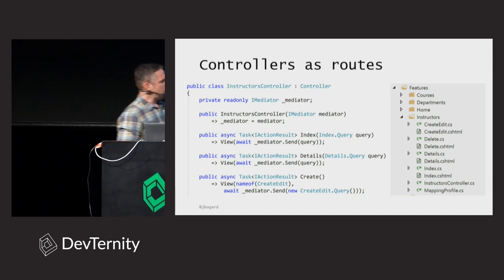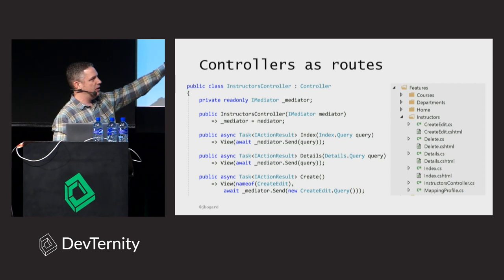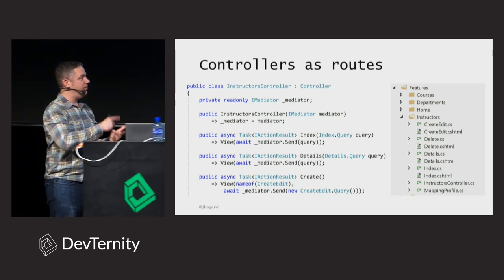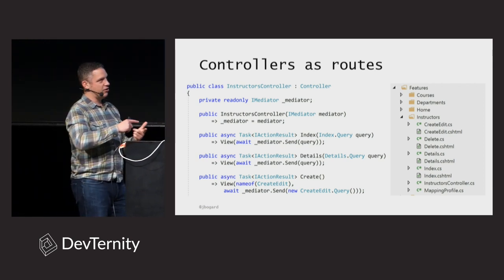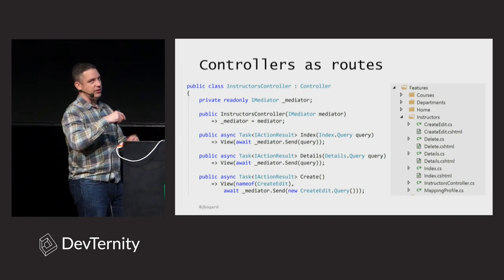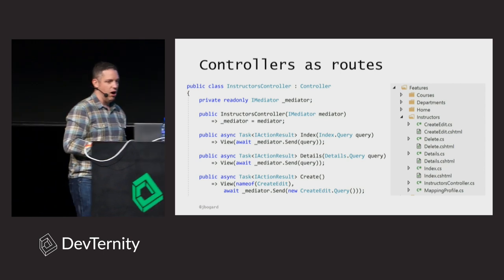And what you notice on the right, though, is that I've actually organized all of the different types in my system around each of the individual slices. So on the right, I've got the view for creating or editing something right next to all of the types that represent the request, the response, handling the thing, validating. Those are all together.